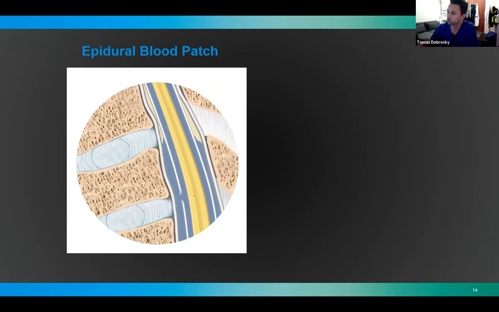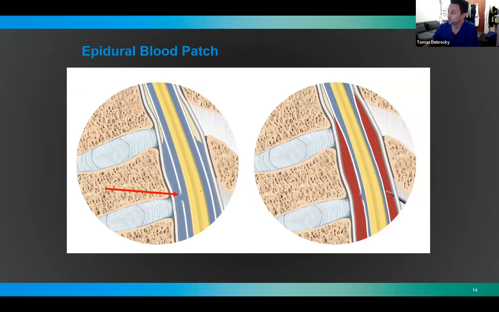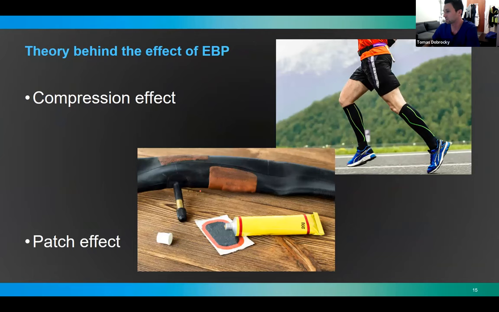We see the small tear here in the ventral dura, and we inject some blood, and we hope that this is going to close it. So what are the effects? There is a compression effect of the blood patch, and there's a patch effect of the blood patch. This is something like if you have a tear in your tire, you're going to patch it.